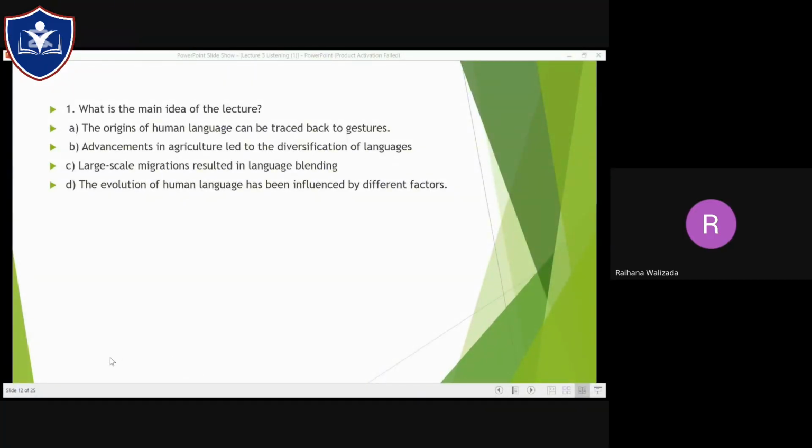This is the first question. Again, what is the main idea of the lecture? A, the origins of human language can be traced back to gestures. B, advancements in agriculture led to the diversification of languages. C, large-scale migrations resulted in language blending. And D, the evolution of human language has been influenced by different factors.